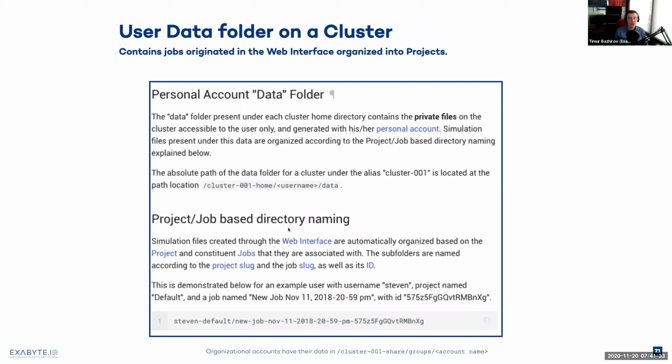The data folder, again, has jobs organized in a certain manner. So, for example, if we have a user named Steven, a project named default, and a job named with a timestamp, and the job, once it's saved into the database, also has an ID. To be able to find this job in the command line, we need to concatenate all of these values in a computer-friendly manner. If we do that, we'll find this job inside the Steven default subfolder, and the name of the folder in which the job resides will contain the name of the job itself with an ID attached at the end. That's the naming convention that we use for jobs originating on the web interface.